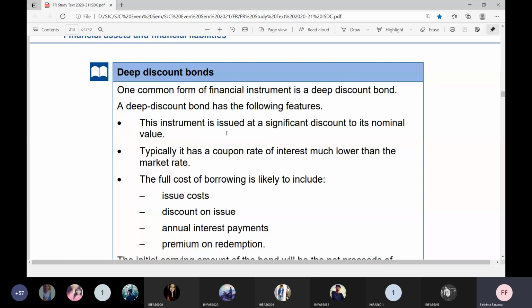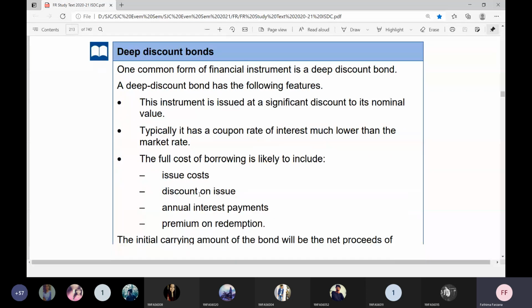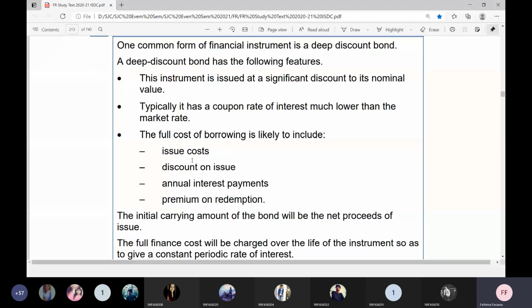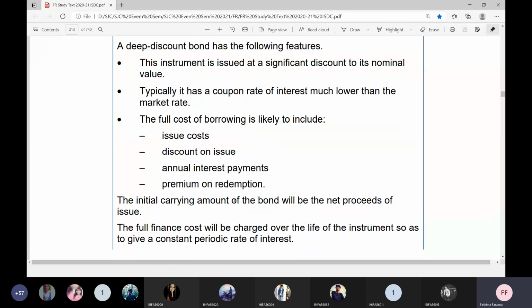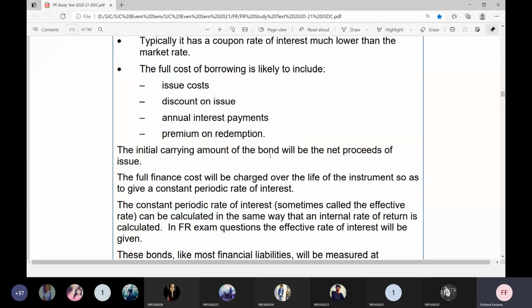The instrument is issued at a significant discount to its nominal value. Typically, it has a coupon rate of interest much lower than the market rate. The full cost of borrowing is likely to include issue cost, discount on issue, annual interest payments, and premium on redemption. The initial carrying amount of the bond will be the net proceeds of the issue.